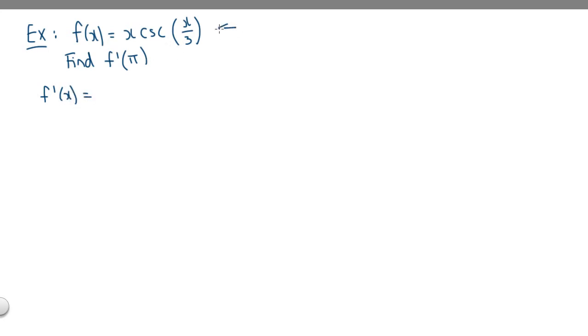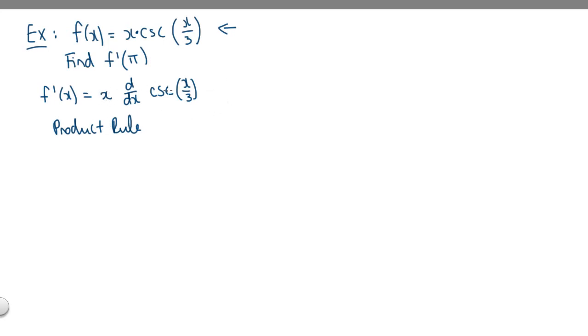Well, when we look back at our function, notice that it's written as a product. We've got x times cosecant of x over 3. So we're going to use the product rule here to start finding our derivative. So we'll take our first factor x and multiply it by the derivative of our second factor. I'm going to leave this calculation here for the next step because we really want to just focus on getting the product rule set up properly.